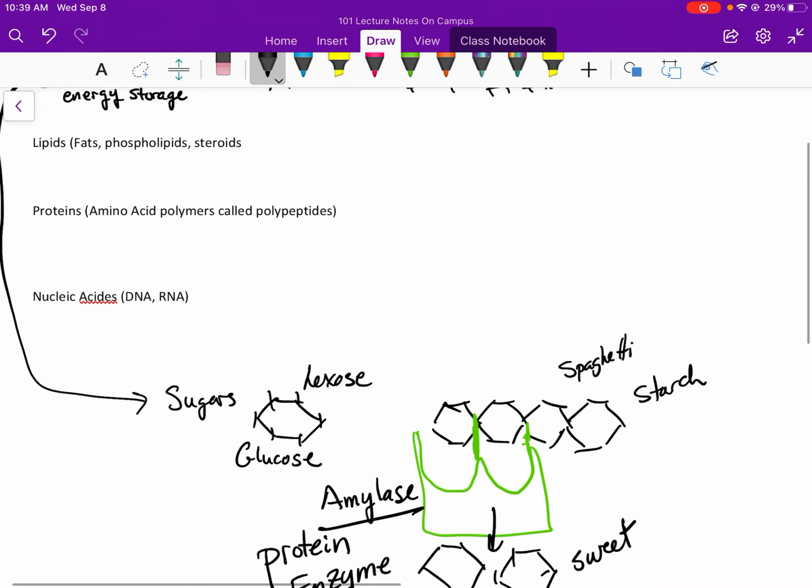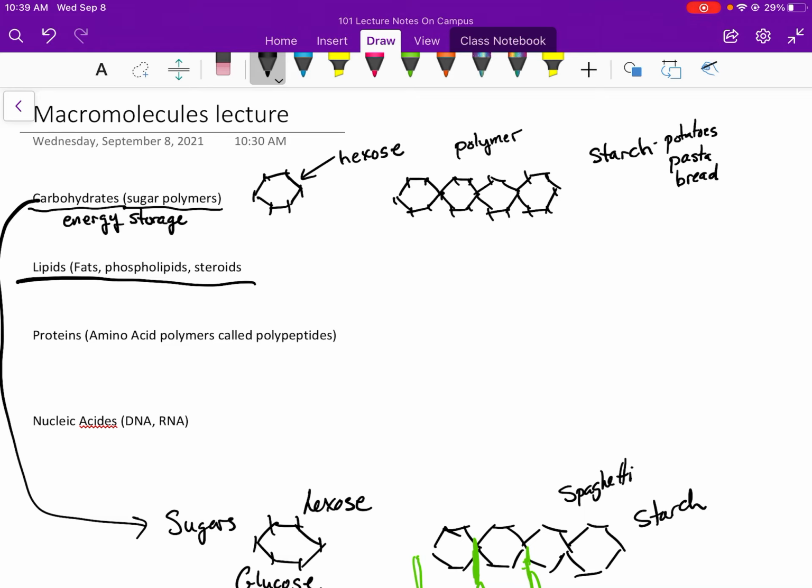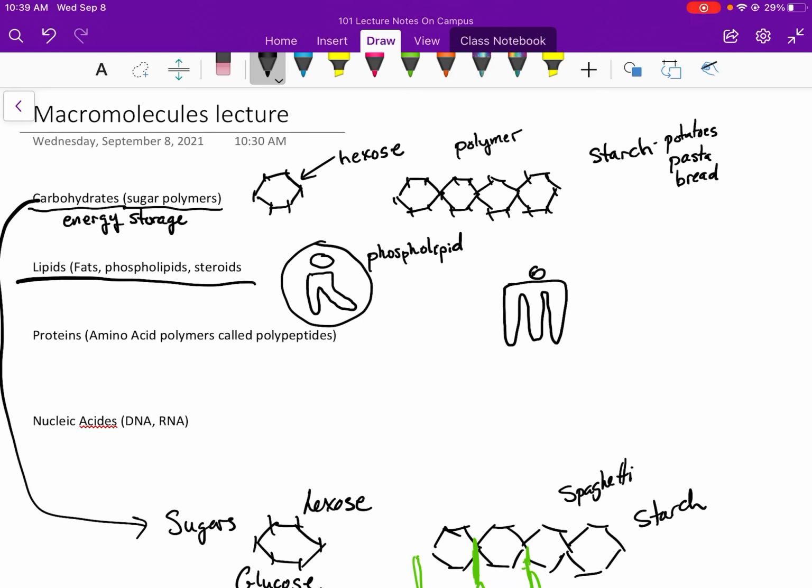Now we're going to move on to lipids. Lipids are the next group here. I'm going to give you two symbols for lipids. My favorite symbol is one that I call the international symbol for the phospholipid, which looks like that. And I can put a circle around it. And that's my phospholipid. Another symbol might be something like this, where you have something like that, which is a triglyceride.